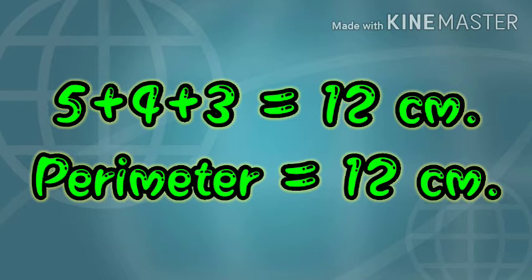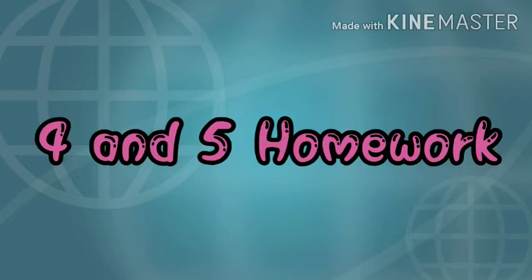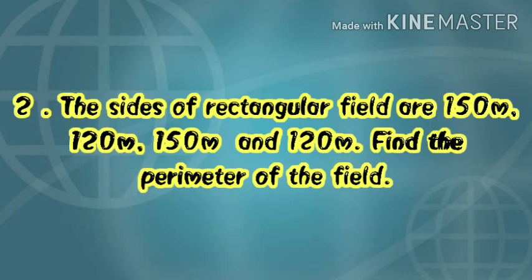Okay, students? Now 4 and 5 are your homework. You have to do them yourself. Next, the sides of a rectangular field are 150 meters, 120 meters, 150 meters and 120 meters. Find the perimeter of the field.